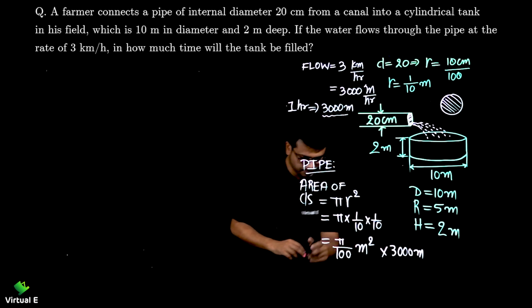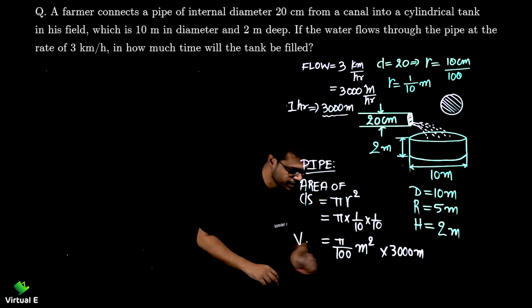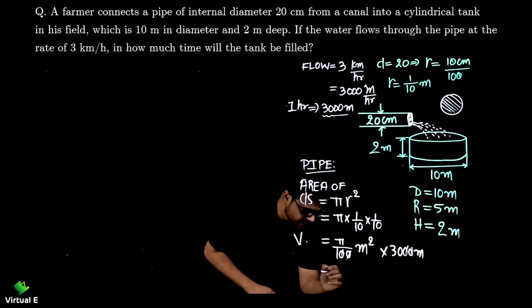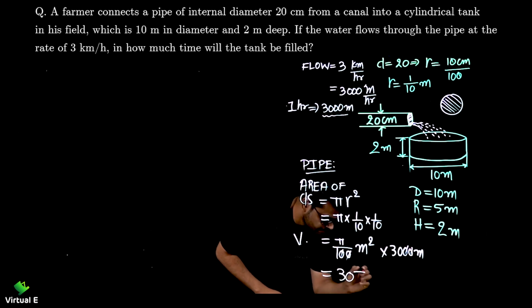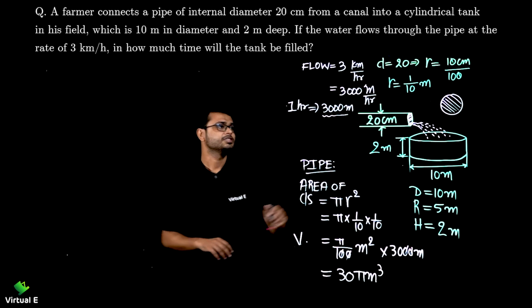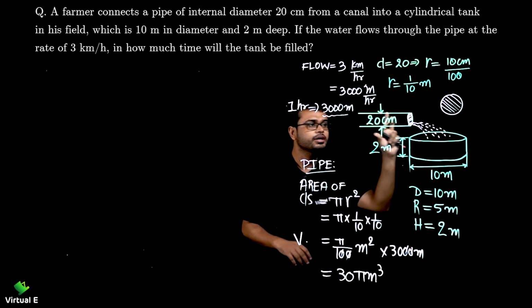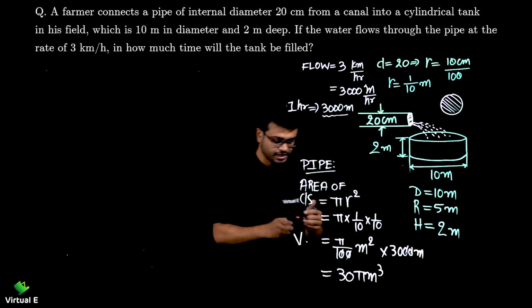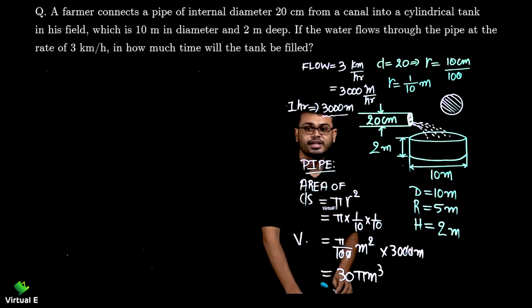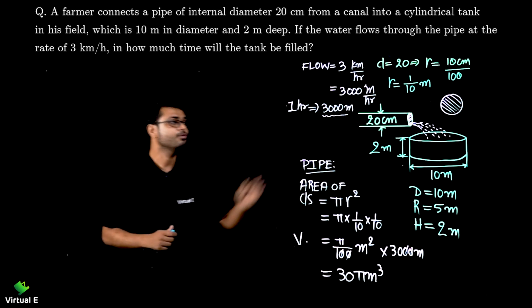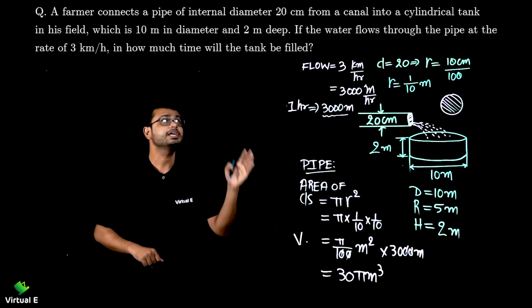So we get the volume of water which is flowing through it, right? Done. So let's write volume here. So this 0 and 0 0 0, so that is 30 pi meter cube, right? So this much amount of water is flowing through this pipe. Done. Now let's come to the cylinder. How much water we need to fill? So we need the capacity, we need the volume of the cylinder. So let's start with the cylinder.